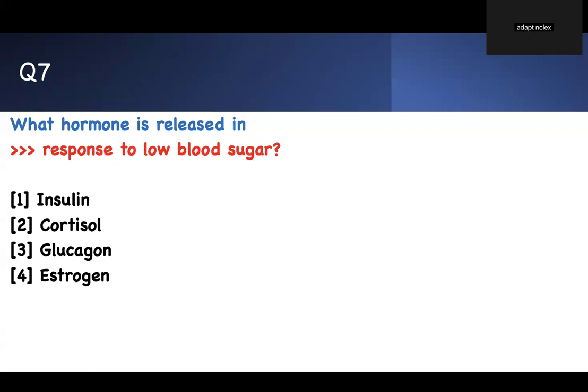What hormone is released in response to low blood glucose? Low blood glucose. So what do you think? If your glucose is too low, you need to increase your glucose. But the hormone that you release is not insulin. Insulin decreases your glucose. Cortisol may increase in a stressful form, but we don't release it to increase our glucose. The one that we release is glucagon. So glucagon is responsible for increasing our glucose level.